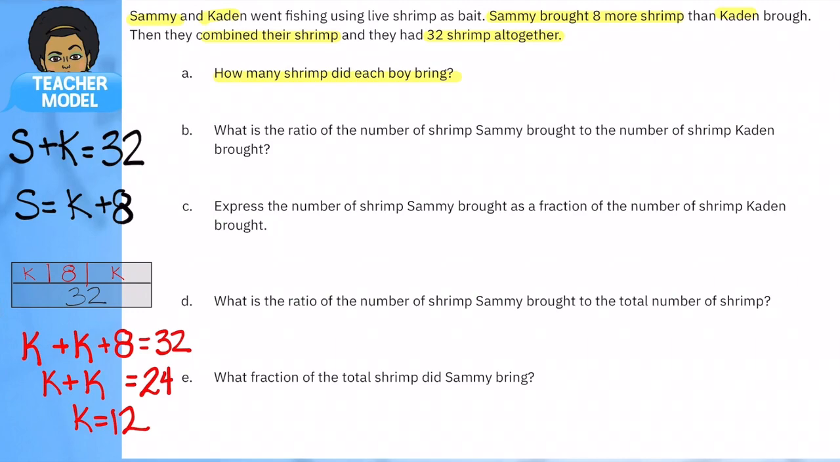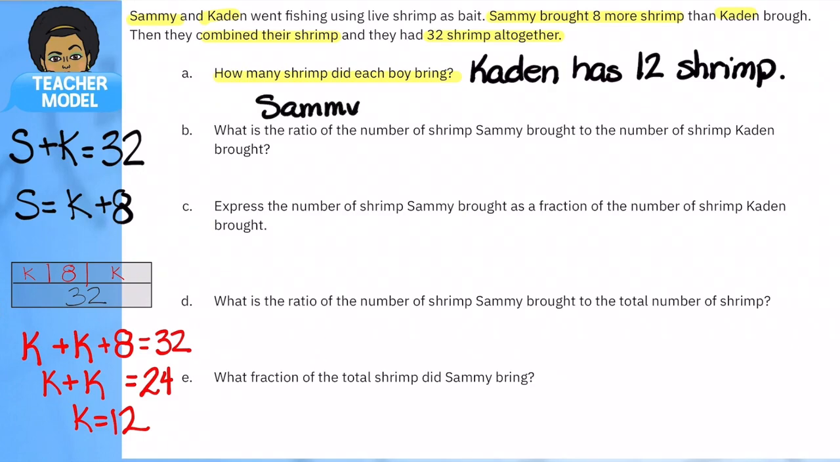So I'm going to write that down in my first part. Caden has 12 shrimp. And if Caden has 12 shrimp and I know that Sammy has 8 more, and this is all I'm doing in my head, I'm doing 12 plus 8, yes, 20 shrimp. There we go. And boom, we've answered the hardest part of this whole problem. This was the toughest one.